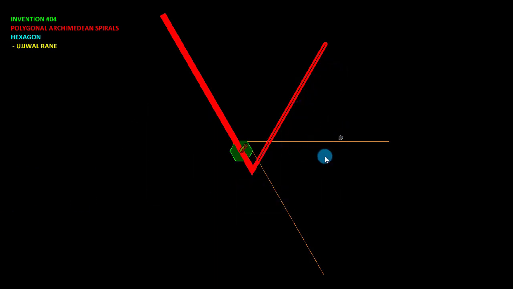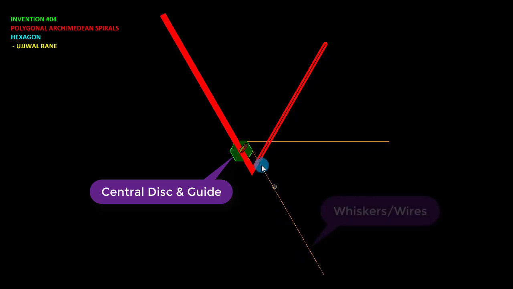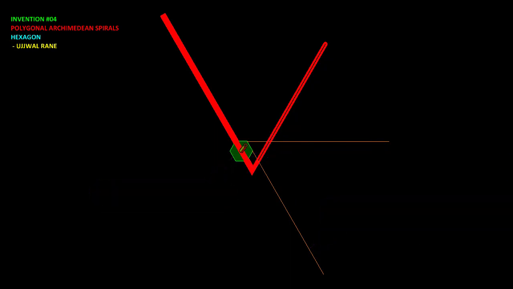The second part of the mechanism is this central hexagon or this disc here, which is capable of rotating, and it has these two extensions or whiskers or wires, if you want to call them, and they are going to limit the movement of this pencil. Okay, so let's see how this mechanism works.